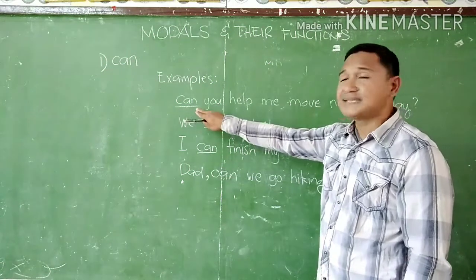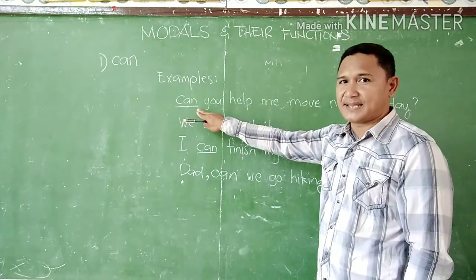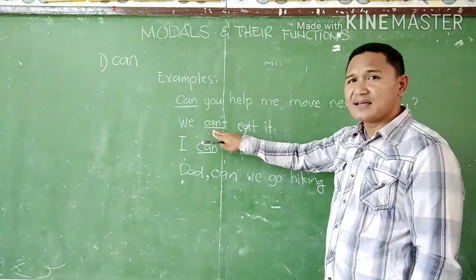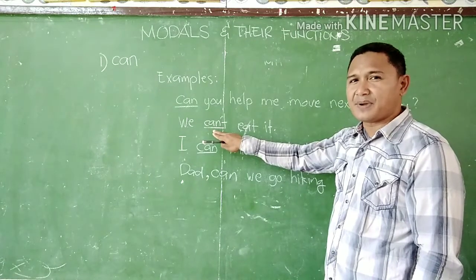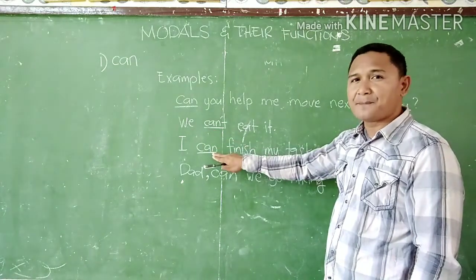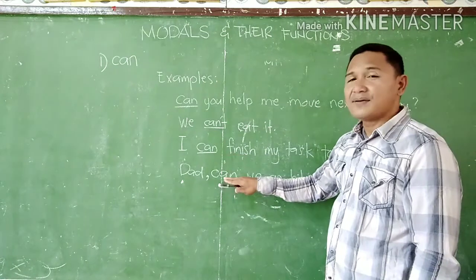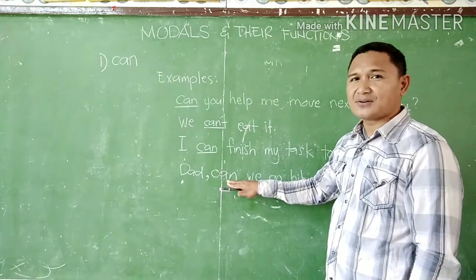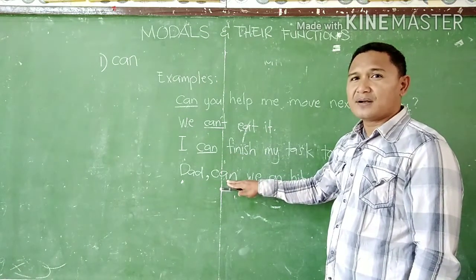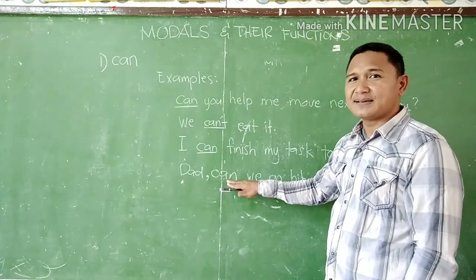The first one is asking for ability. Second is negativity or impossibility. Next, we have possibility. And the last function of can is permission.